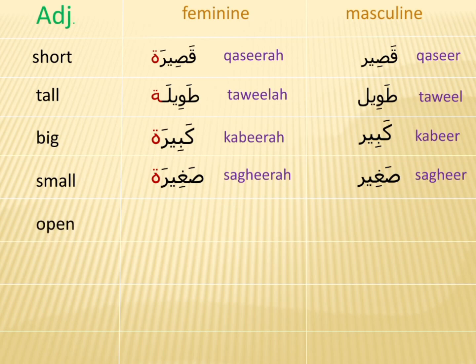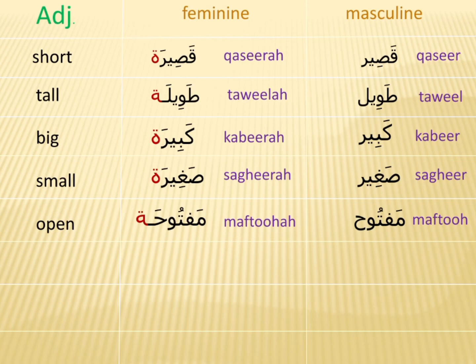Open. Masculine form is مفتوح. Feminine form is مفتوحة. Closed. Masculine is مغلق. Feminine is مغلقة.